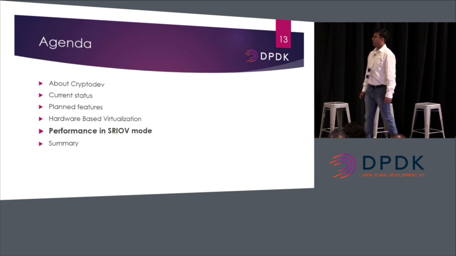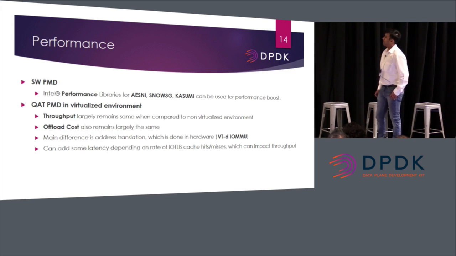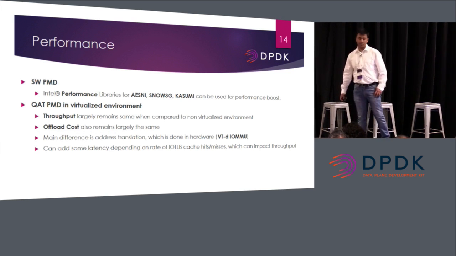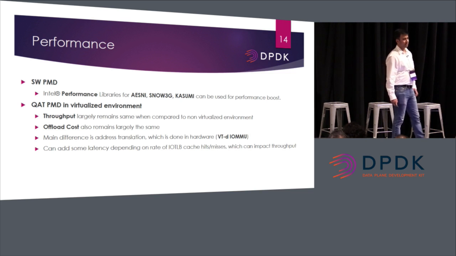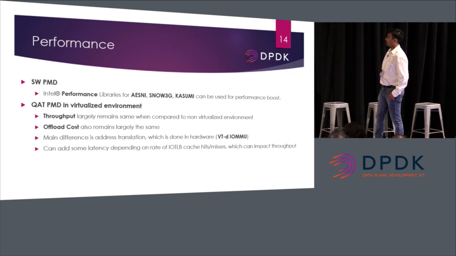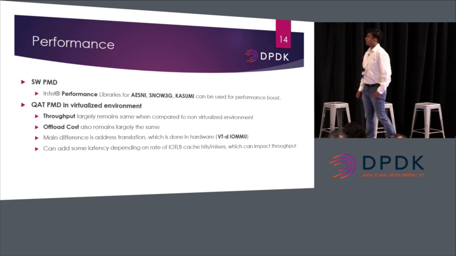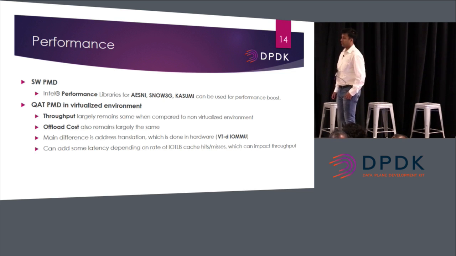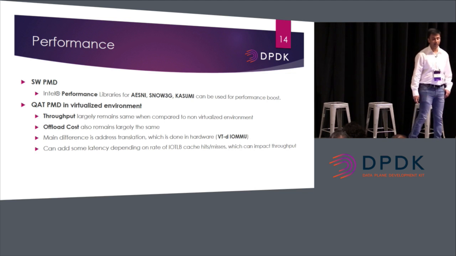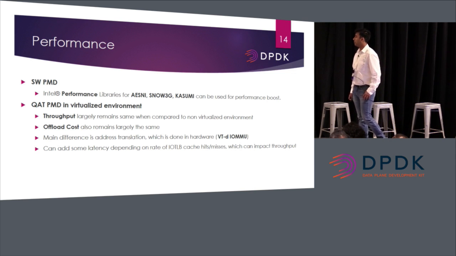In terms of performance, we tried to showcase what happens in software PMD. As of now, we have support of Intel performance libraries, which is there on the Network Builders website, which you can always download from there by registering. As of now, we have the AES-NI multi-buffer libraries, which is mainly for SHA algorithms, GCM. We have SNOW 3G support in there. We have KASUMI support in there. In future, I think ZUC will be there. So when we have 16.11, you'll get ZUC from the Intel Network Builders website.